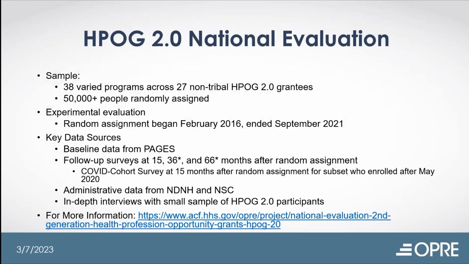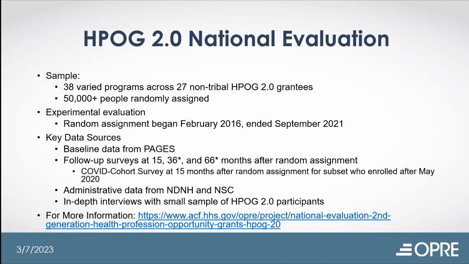We've also started what we call the COVID cohort survey, which is a 15-month survey of people who were randomly assigned after the onset of COVID. So programs continued operating and serving people, but we wanted to capture and understand some of the differences between the pre and post-COVID era in a program designed to train people for healthcare. So we have launched that survey, and that is currently in the field.